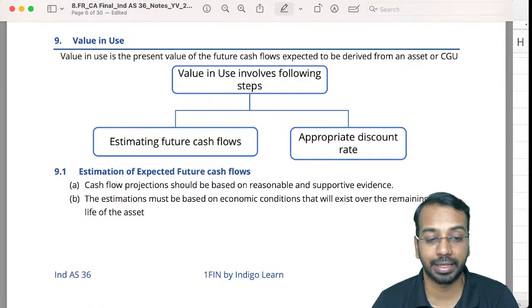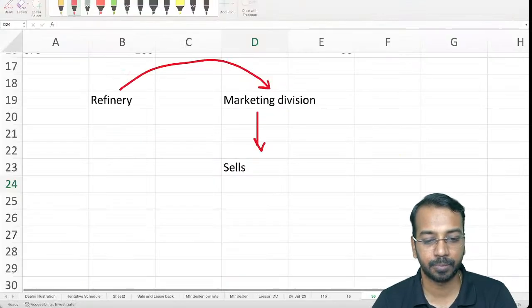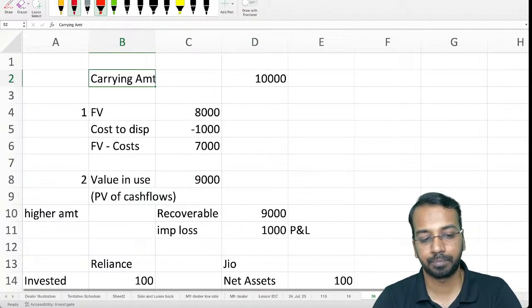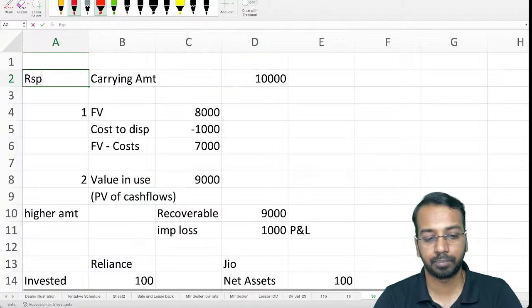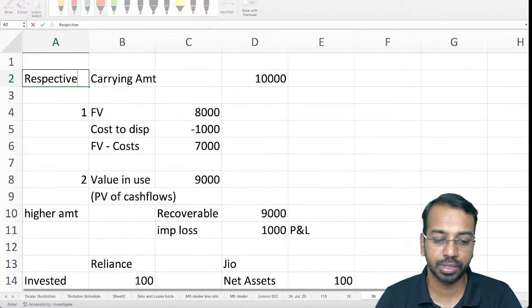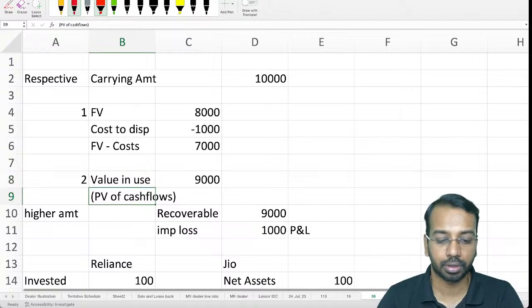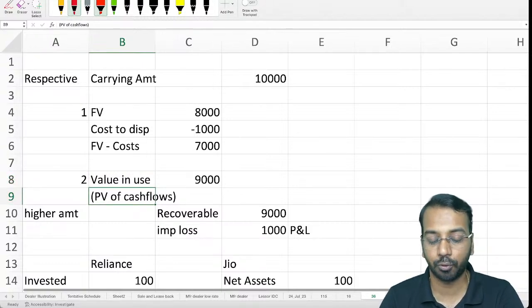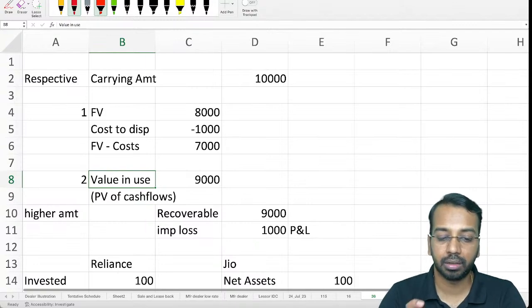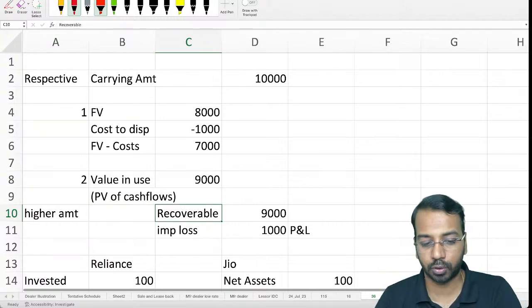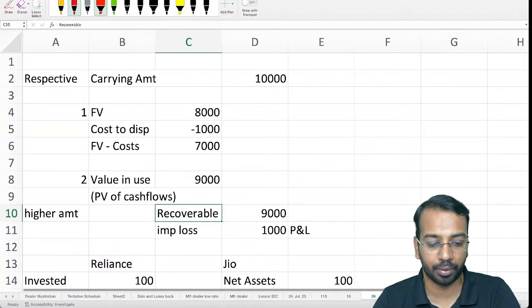Now, moving on to the next part. If you understand this step by step, the way you need to see this is: you need to calculate carrying amount as per the respective Ind AS. Then you need to calculate fair value less cost to dispose. Then you need to calculate value in use. Value in use is the present value of cash flows, and when you calculate, you get the value in use and you get fair value less cost to dispose. Higher of these two is the recoverable amount.